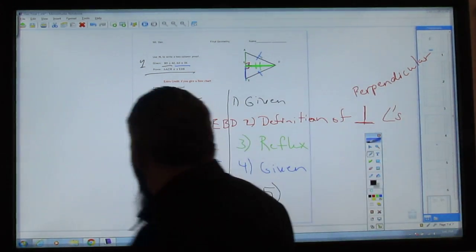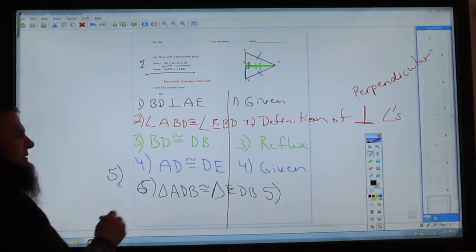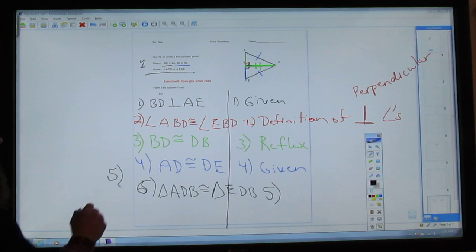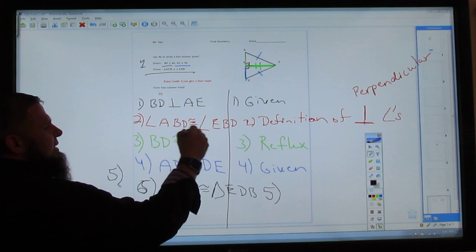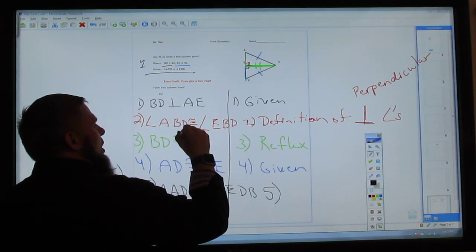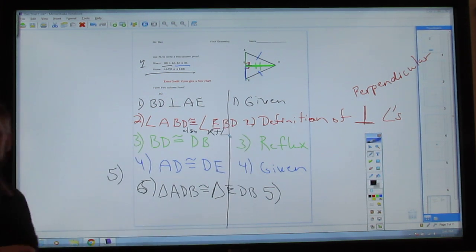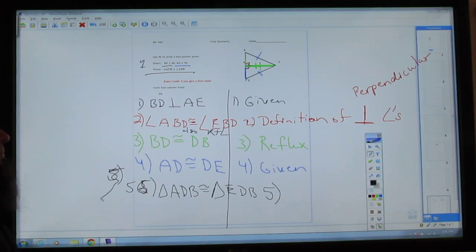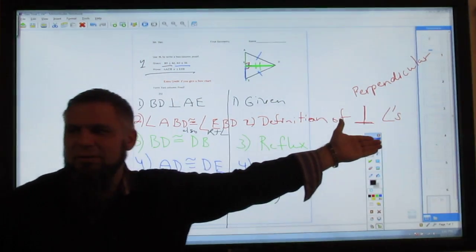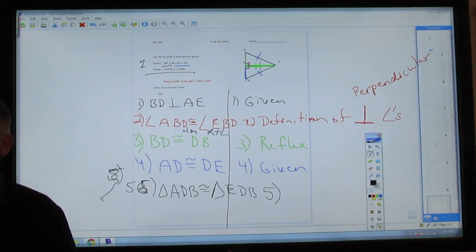Because it's given. So actually this would be 6, and we could add on to this that this is a right triangle. Also a right angle. I'll call that good. So actually we'll call that 5 still. But this is also a right angle. Why? Definition of perpendicular angles. So not only are they congruent, but they're also right.